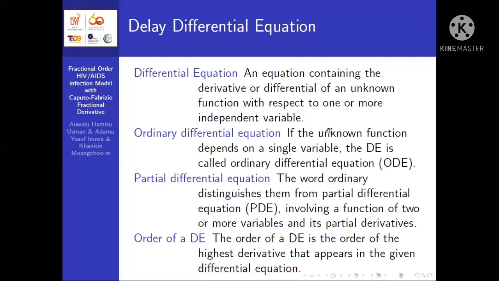The differential equation is said to be ordinary when the function depends on a single variable, while it is partial when the unknown function depends on two or more variables. The order of a derivative is defined as the highest derivative that appears in the given differential equation.